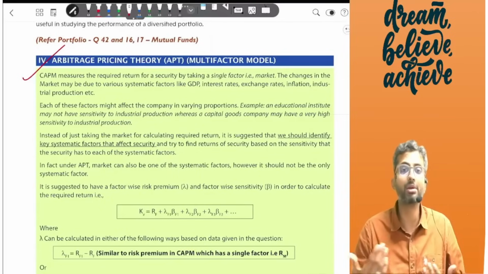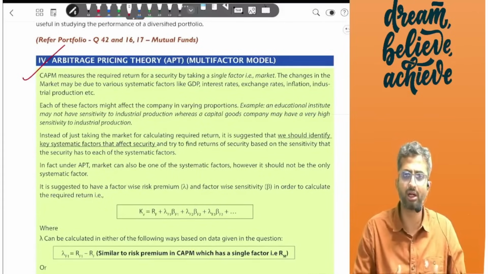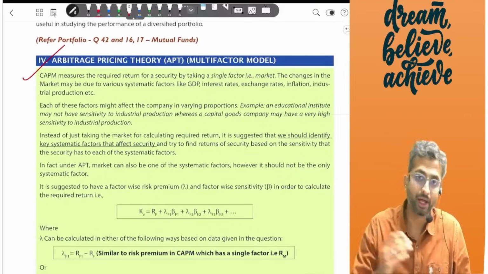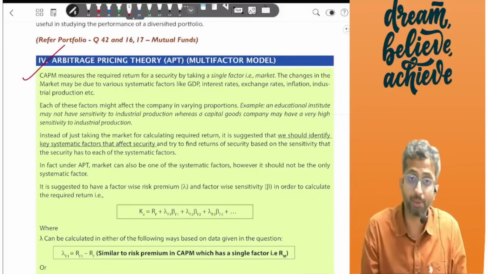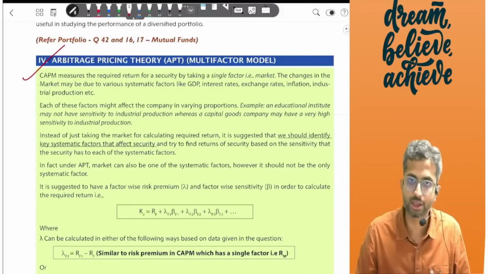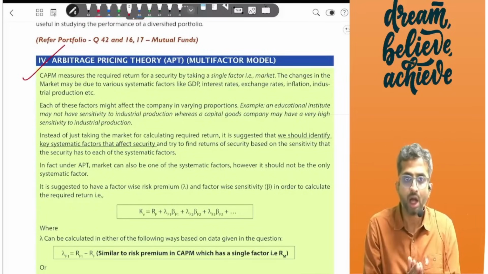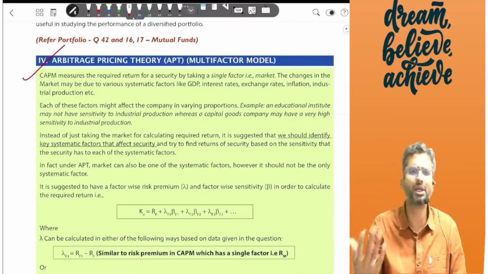I may be, for example, an education company or an infrastructure company or an IT company. For everywhere, the RM is the same, and we are mapping that RM with the beta. Now, return on the market might change due to various systematic factors like interest rate changes or exchange rate changes. If I am predominantly a domestic company, for me the exchange rate change does not matter. It will matter for the market in general, but for me it does not matter.